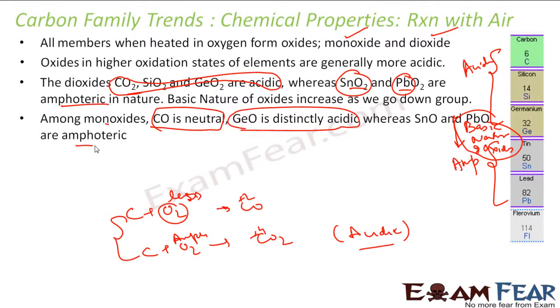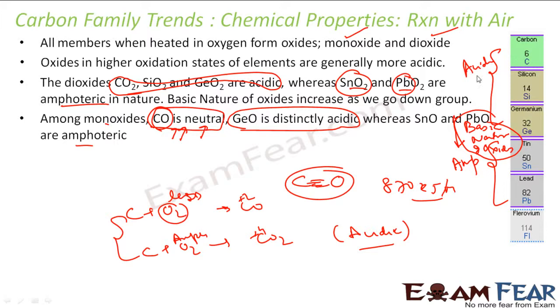So carbon monoxide is the only exception here. It is neutral. Why is it neutral? It has to be acidic, going by the trend. But it is neutral because of the triple bond. It's a very, very strong bond between carbon and oxygen. It's very difficult to break this bond. The bond energy is pretty high, that is 870 kilojoule per mole. Because of such a high bond energy, carbon monoxide is the only exception here.